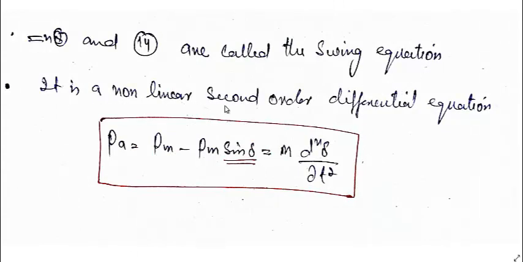So it is a non-linear second order differential equation. Second order is because of this, non-linear is because of this. P is equal to Pm minus P max sine of delta. This should have been P max, not Pm. This Pm is different from this. Because of this sine delta, it becomes non-linear, and sometimes it is very difficult to solve this equation. Because of this it is non-linear, and because of this it is a second order differential equation.